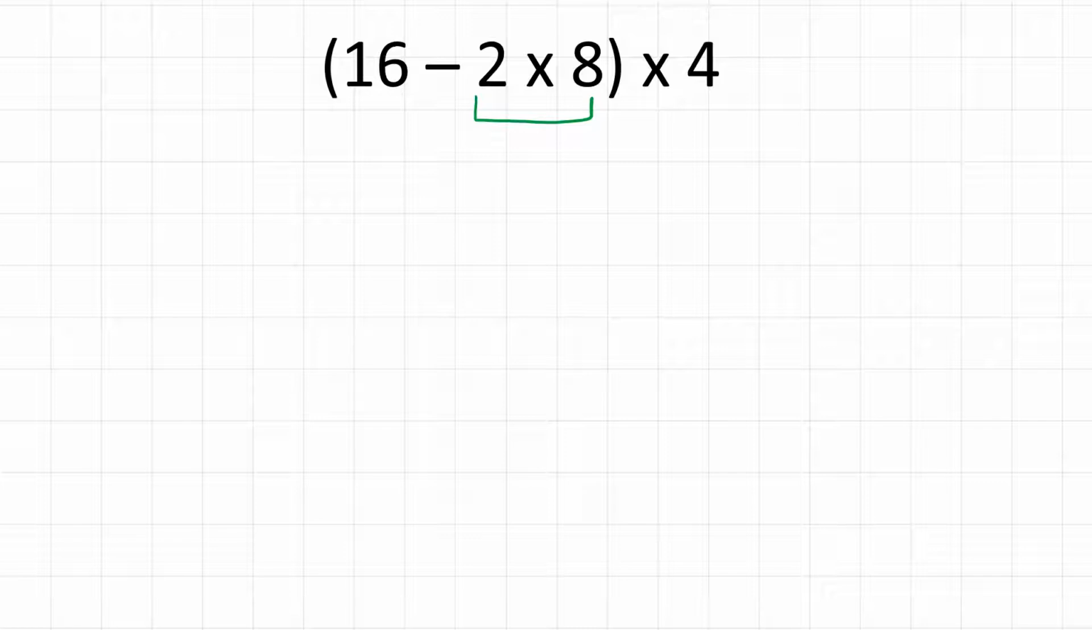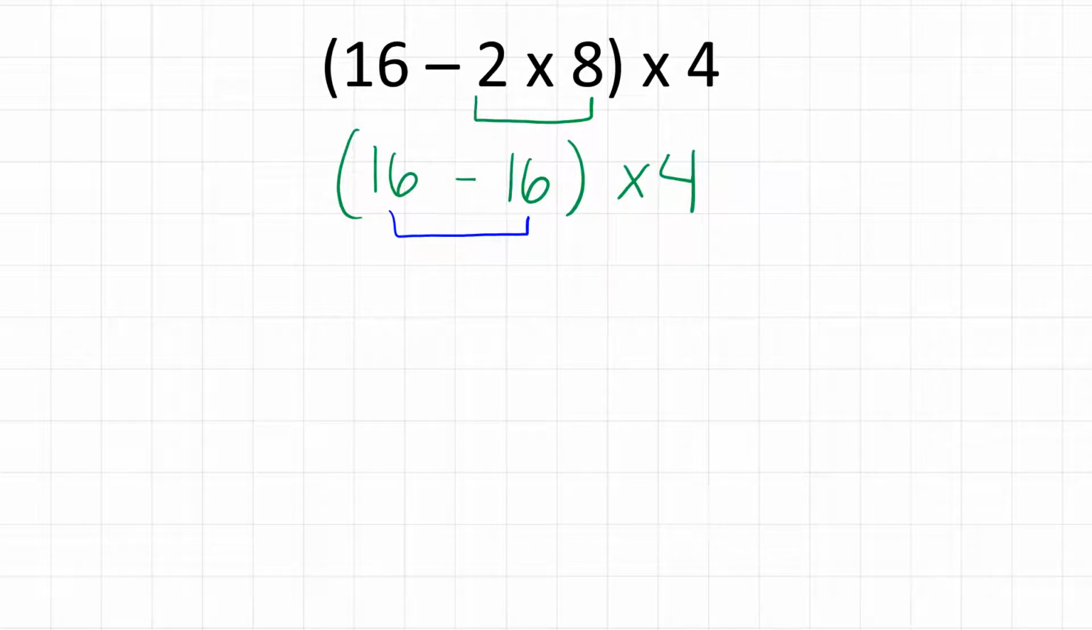So 2 times 8 is 16. And I'm going to rewrite that out as 16 minus 16 and keep the brackets around, times 4. So all I did there was I multiplied 2 by 8 and got 16 and then just rewrote the rest of the equation around it. Next, I'm going to subtract what's inside the brackets. What's inside the brackets is 16 minus 16, which is 0.